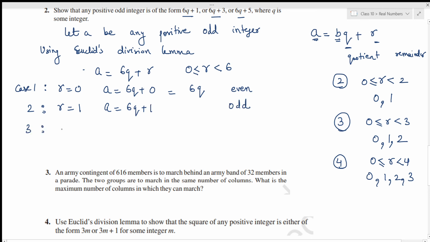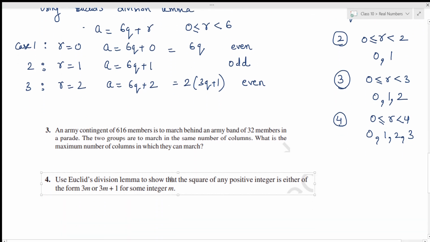Case 3, when r is equals to 2. You have a is equals to 6q plus 2. So you can take 2 common, this will become 3q plus 1, or you can leave it like this also. Why I took it as 2 common? Because it's a multiple of 2. So this will show that it is even. When anything is a multiple of 2, that's an even number.